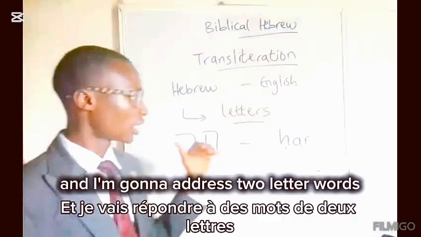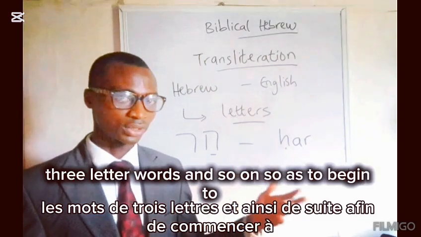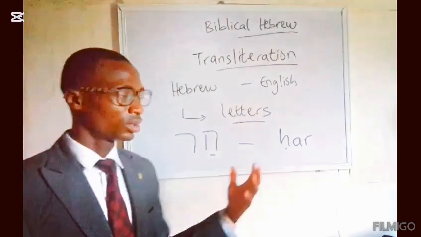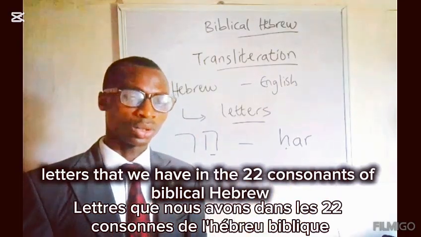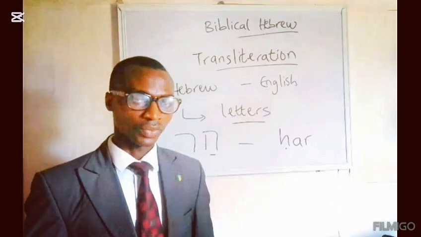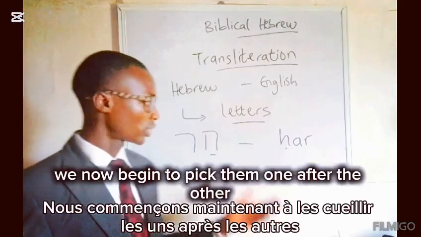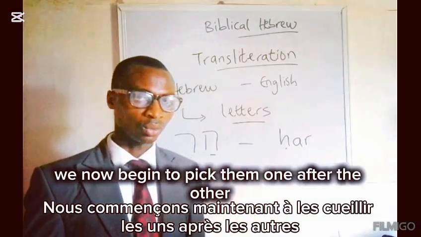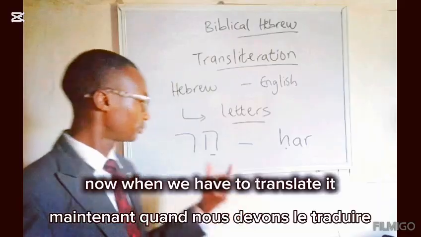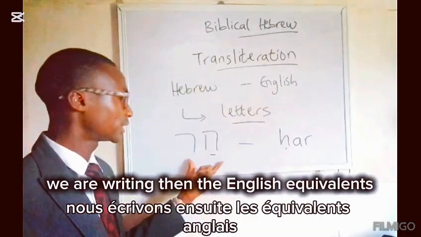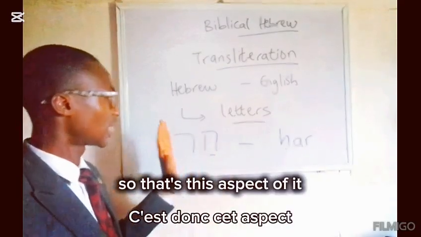And I'm going to address 2-letter words, 3-letter words, and so on, so as to begin to calculate the letters that we have in the 22 consonants of biblical Hebrew. Having known the Hebrew alphabet, we now begin to pick them one after the other and make do with them so as to form words. So when we have to transliterate, we are writing in the English equivalence. That's this aspect of it.